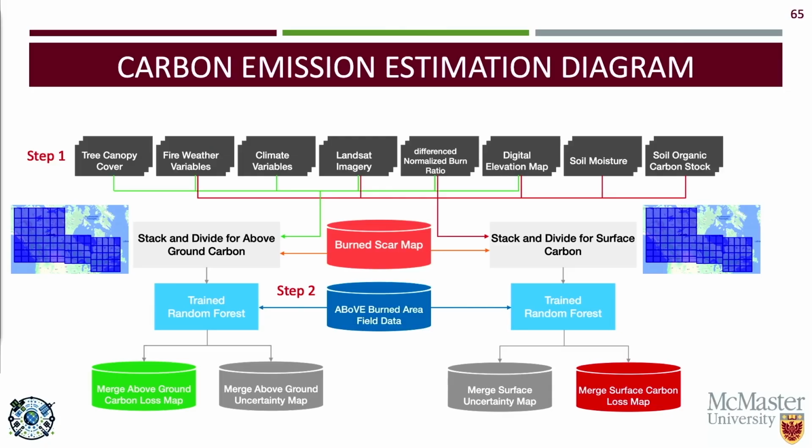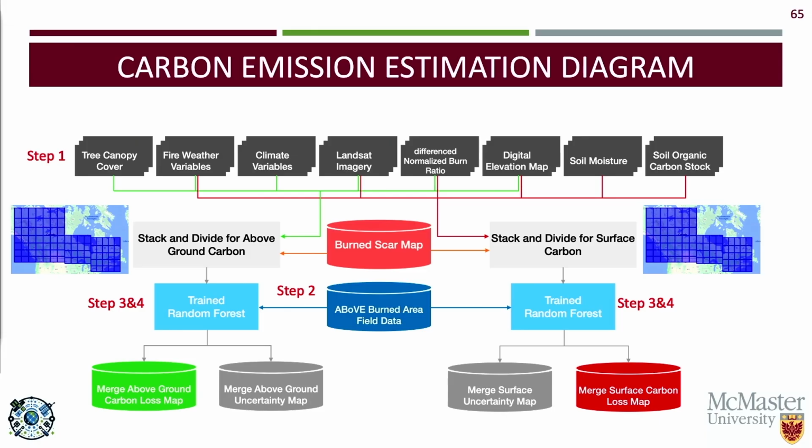So we use this divide and conquer strategy to alleviate the computational challenges. In the second step, we identify the target variables from a field observation data set funded by NASA. And in the third step, we select the model to train a regression model, which is a random forest.